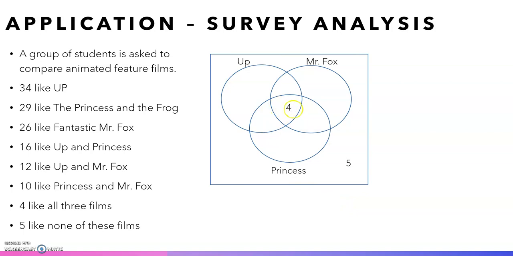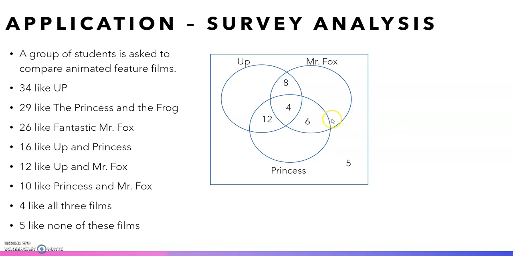10 like The Princess and Mr. Fox. So if we look at this intersection here of The Princess and the Frog and Mr. Fox, we already have 4. We need to have another 6 to add up to 10. 12 like Up and Mr. Fox. It's this section here. We already have 4. We need another 8. 16 like Up and The Princess and the Frog. We already have 4. We need 12 more to get to 16.